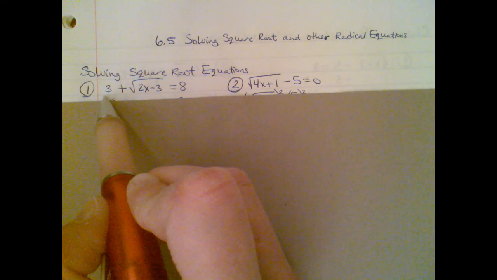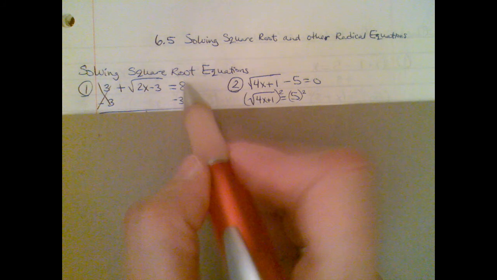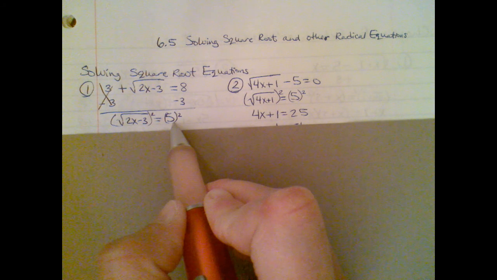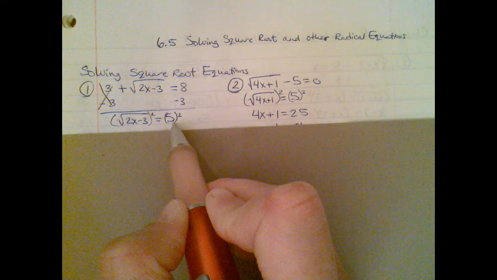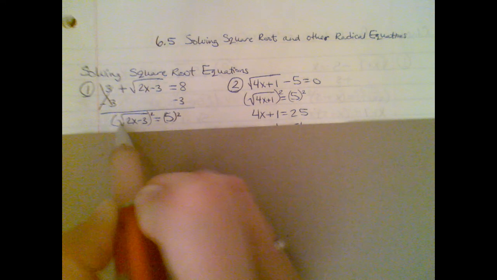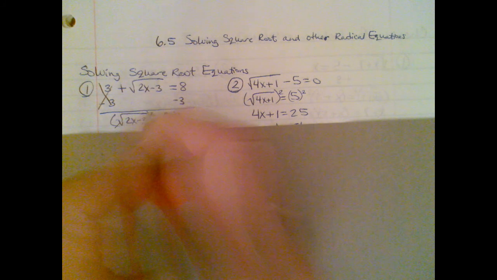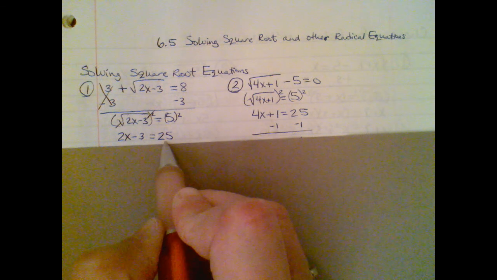So this 3 is positive, we're going to go ahead and subtract 3 from both sides. These 3's will cancel out, so we get 8 minus 3 and 5. And then we have the square root of 2x minus 3 equals 5. How we undo the square root symbol, we're going to square both sides. The square and the square root just cancel one another out. So we have 2x minus 3 equals, then 5 squared is 25.